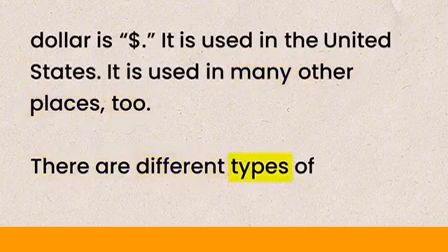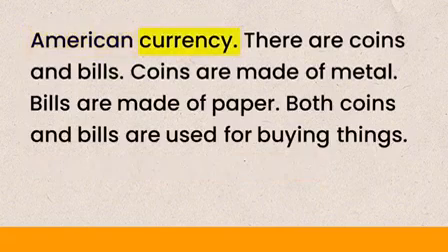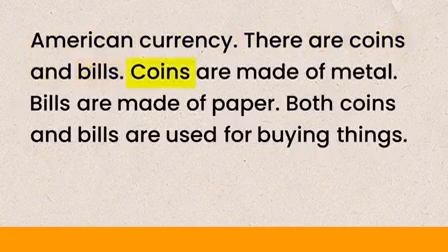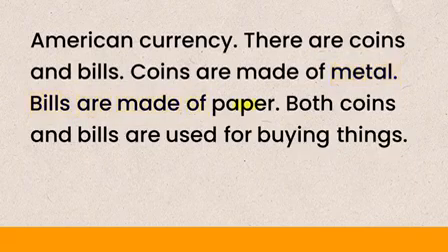There are different types of American currency. There are coins and bills. Coins are made of metal. Bills are made of paper. Both coins and bills are used for buying things.